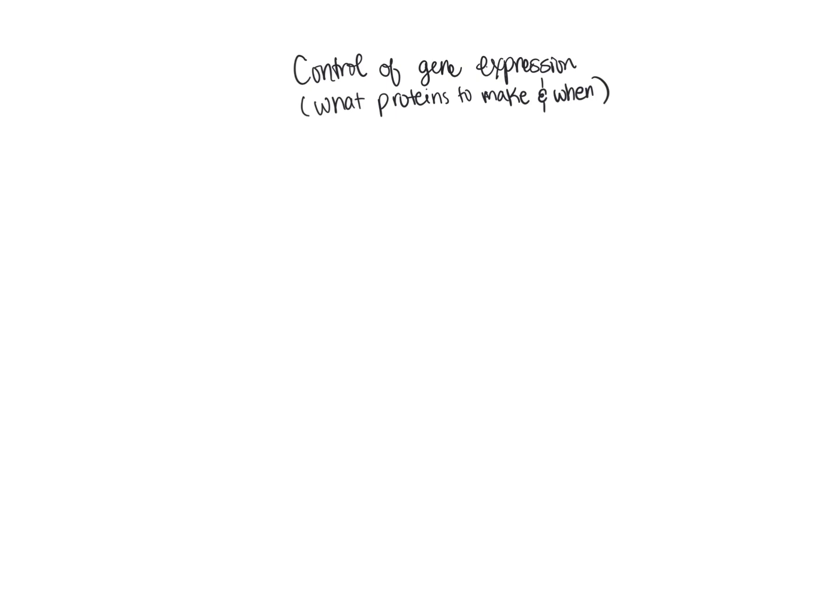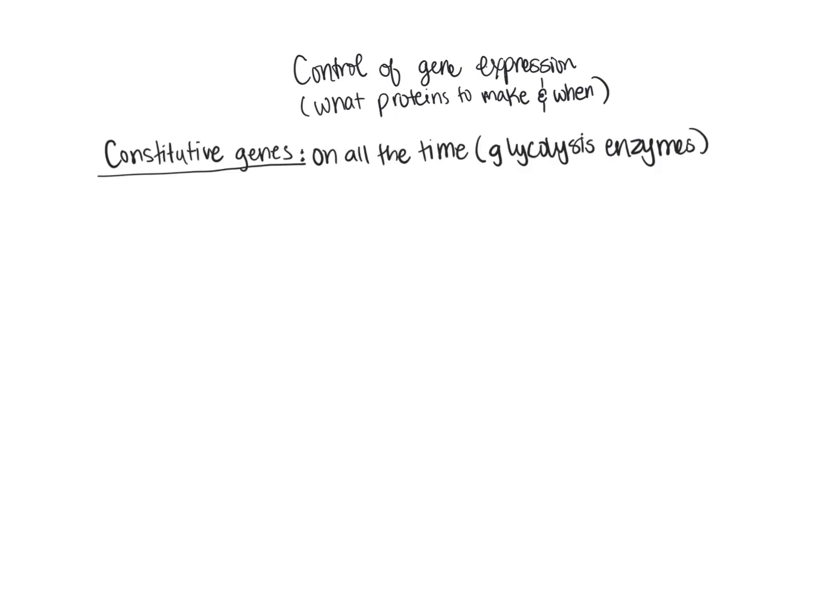There are several levels of control of gene expression, but I do want to make sure that we also understand that there are some proteins that are made in all cells all the time. We call them constitutive proteins. A great example would be the enzymes for glycolysis. Since glycolysis is necessary at all points for the cell, these genes would be turned on all the time.